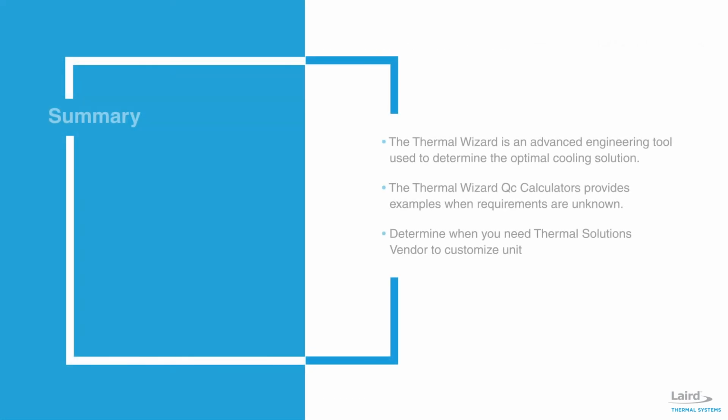In summary, the Thermal Wizard is an advanced thermal management tool that helps determine the optimum cooling solution based on your application requirements. You can always use the liquid cooling calculator when you don't know your delta T or when you have other specific requirements. The Thermal Wizard not only provides standard solutions, it will also determine when you may need to contact a Laird Thermal Systems expert for a custom solution.